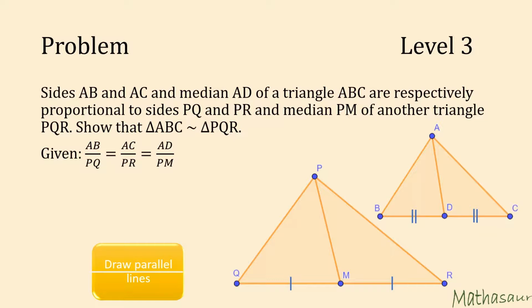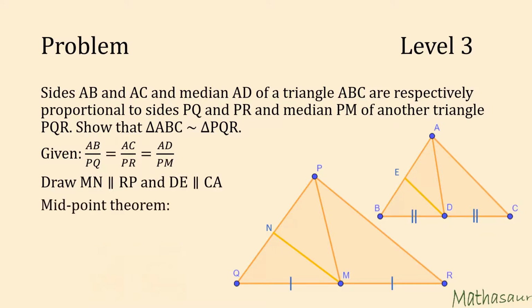We could draw it either parallel to PR or PQ. Let us draw MN parallel to RP. And similarly DE parallel to CA. Now, recall that there is a midpoint theorem. If we are drawing a line from the midpoint of one side such that it is parallel to another side, then it divides the third side in equal parts as well. We know that PN would be half of PQ and EA would be half of AB.